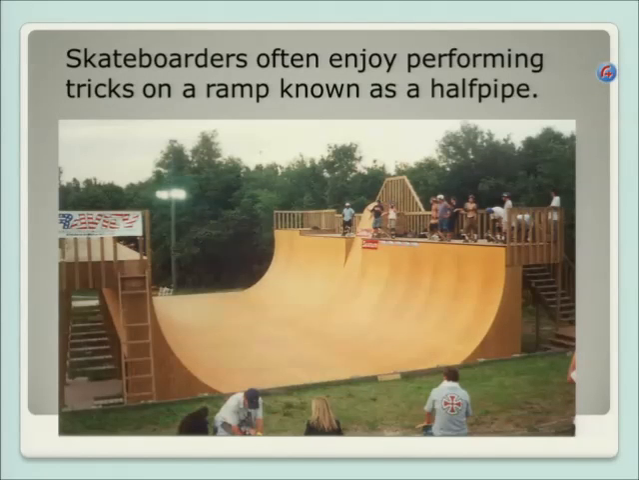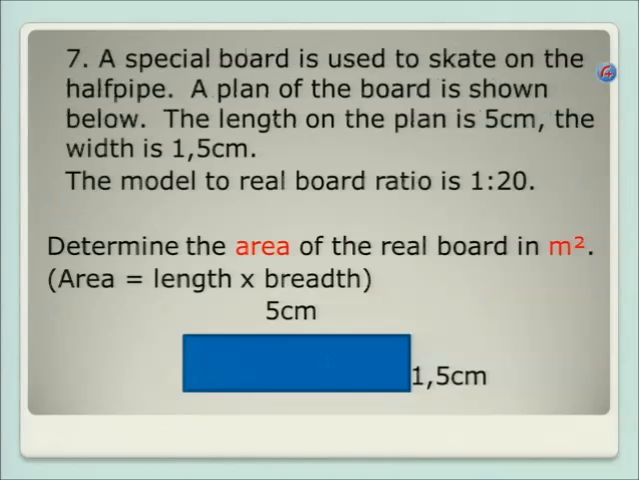Right, let's go on to the last, not the last question, the next question, should I say. Question 7. A special board is used to skate on the half pipe. A plan of the board is shown below. So this isn't the real board, it's just a little drawing plan. The length on the plan is 5 centimeters and the width is 1,5 centimeters. The model to real board ratio, or the plan to the real board ratio, is 1:20. Determine the area of the real board in meters squared.